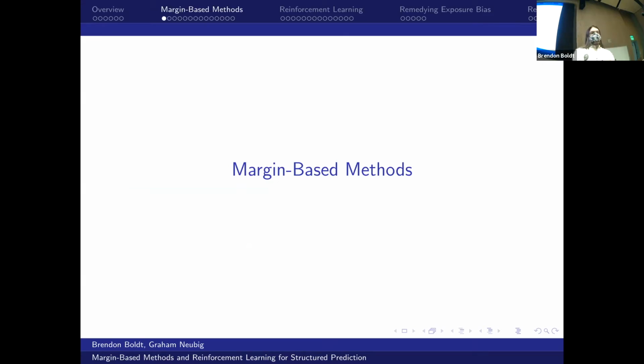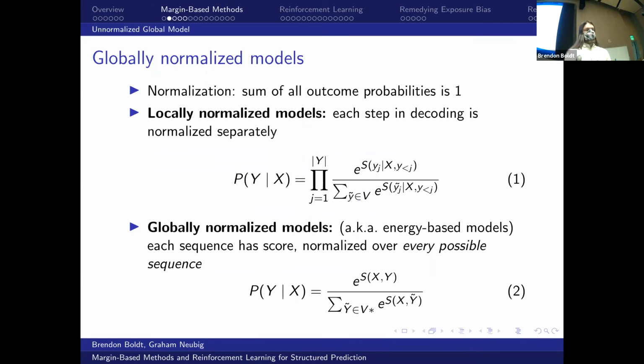Okay, so let's get started talking about margin-based methods. This is going to start by remembering briefly some introductory statistics and thinking about normalization. Normalization, very quickly, is the fact that all of the probabilities of the different outcomes in a given distribution have to sum to 1. If you have some model which is generating a score, this score is not going to be normalized. The model is only generating a score for one thing at a time. So we have to choose how we're going to normalize this score if we're building a probabilistic model.